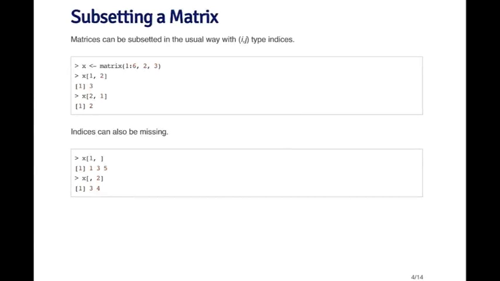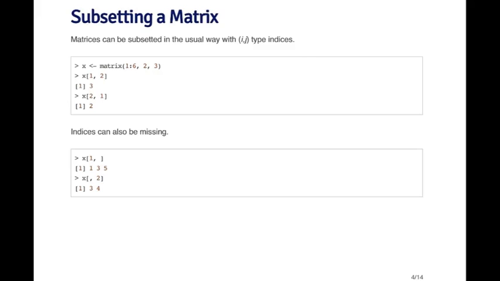Matrices can be subsetted in the way that you would expect. The first index is going to be the row index, and the second index is going to be the column index. And we can use numbers for this too. For example, if X is a 2 by 3 matrix with the numbers 1 through 6 in it, then X[1, 2] gives me the first row, second column, and that's going to be the number 3.